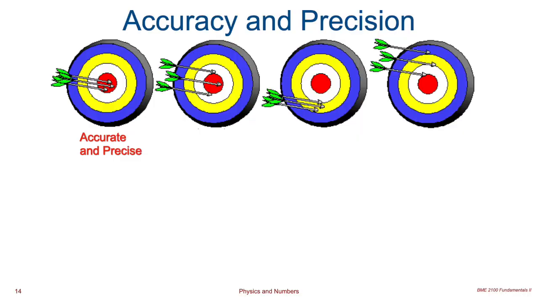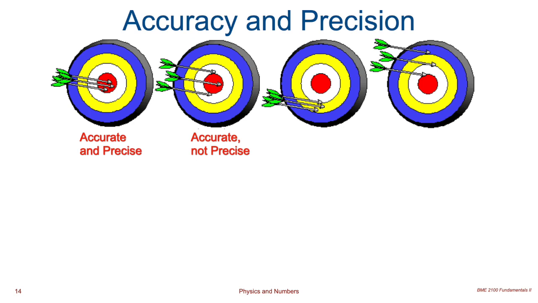So what do we have here? They should be pretty obvious. On the left is both accurate and precise. The arrows are all close together and they're close to the center. So that was an accurate shot, it was toward the middle, and it was a precise shot in that it got the same result over and over again. The second case is accurate. They're all sort of near that bullseye, but they're not very precise. They're not consistently near the bullseye.